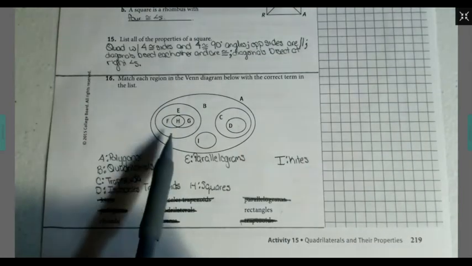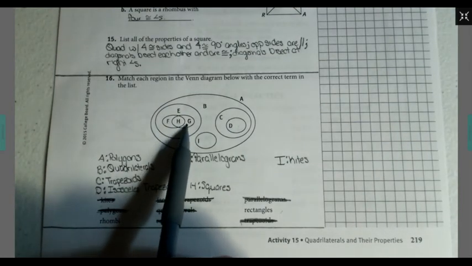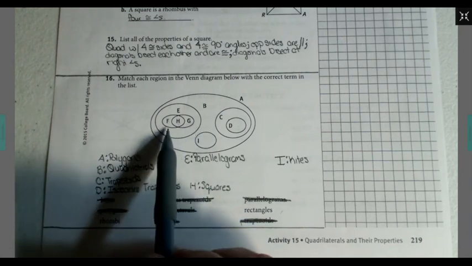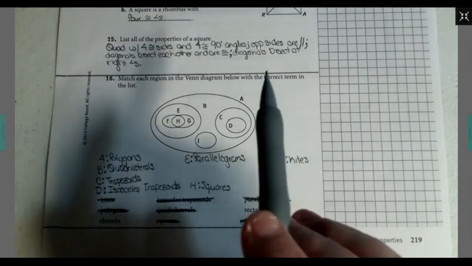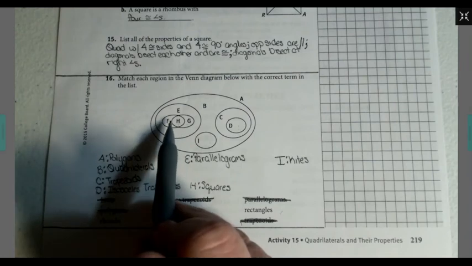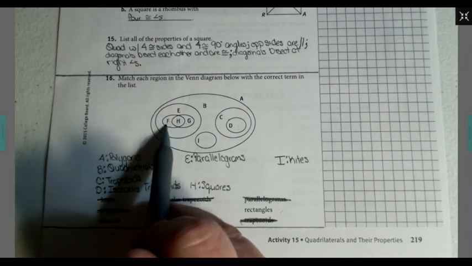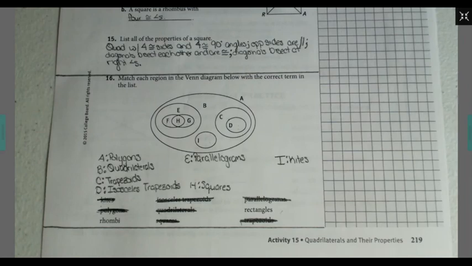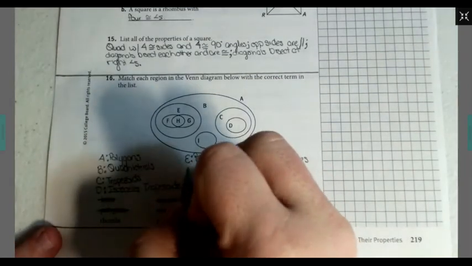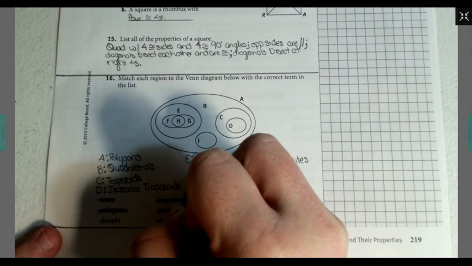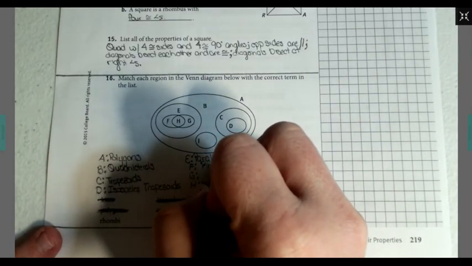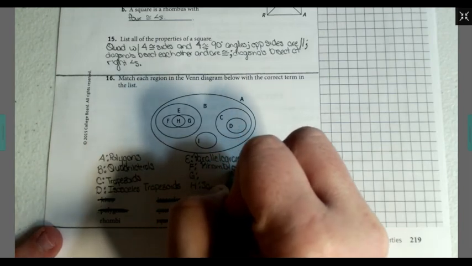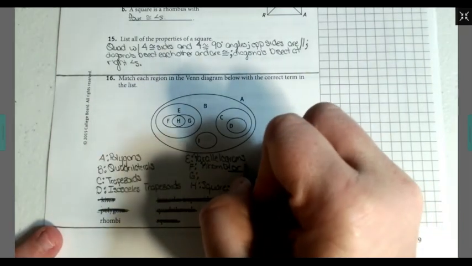Now the question is, is G the rhombus or is G the rectangle? And the same goes for F. Is F the rhombus or the rectangle? Actually, these two can be used interchangeably because the only thing that's different is that they're separated, but they do share characteristics with H. So we're going to put F and G, and we're going to say this is either rhombi or rectangle.